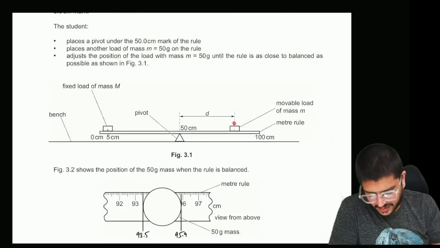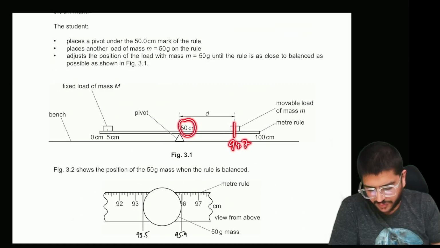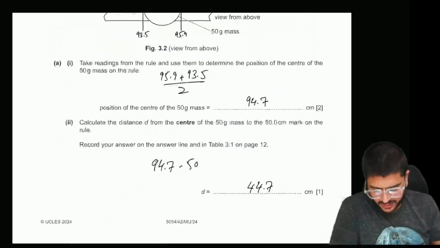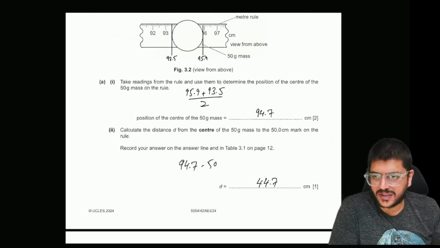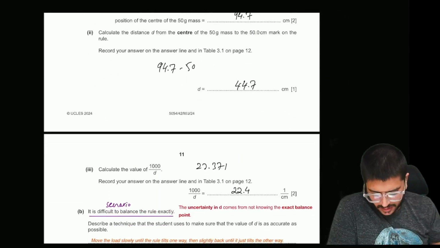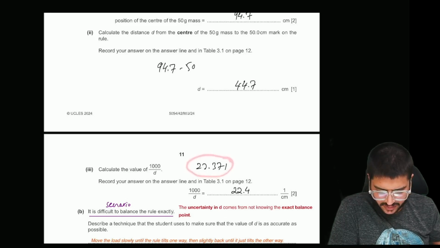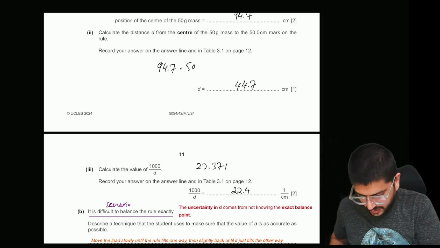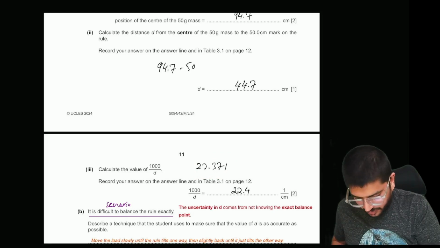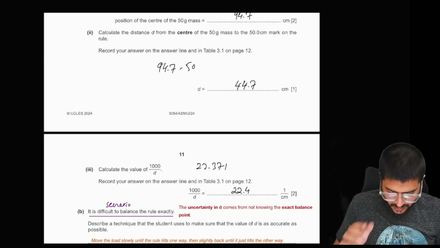So let's say this is at the 94.7 mark. This is at the 50 mark. What's the distance d? Just subtract them. We'll get 44.7 centimeters. Now, calculate the value of 1000 over d. Just do 1000 over d and you will end up getting as your answer 22.371. Let me just do it again. 1000 divided by 44.7. Yeah, 22.371.